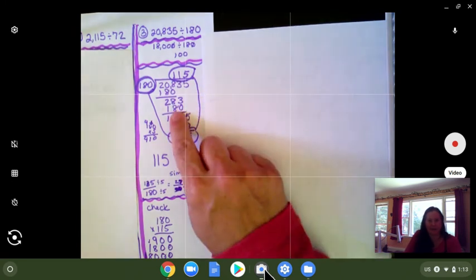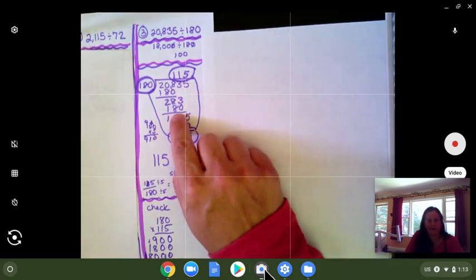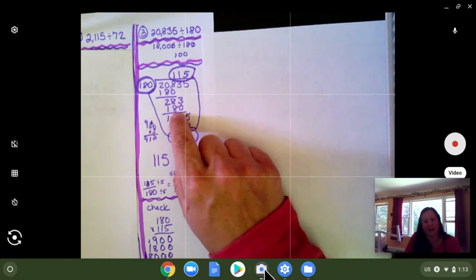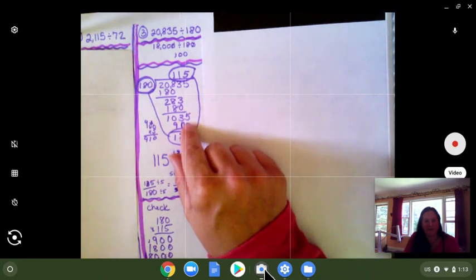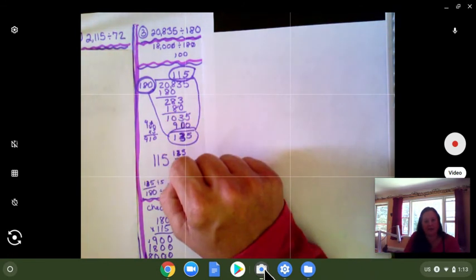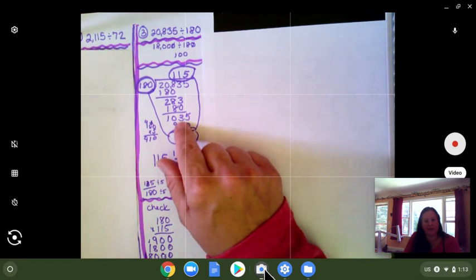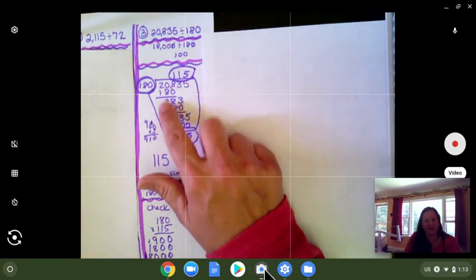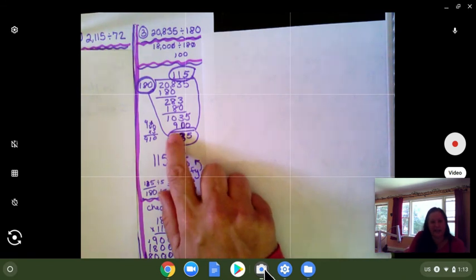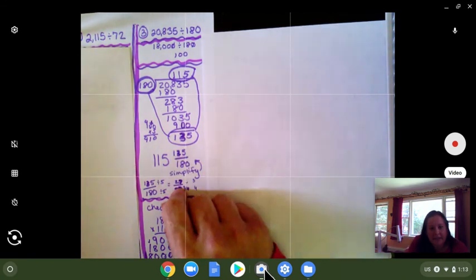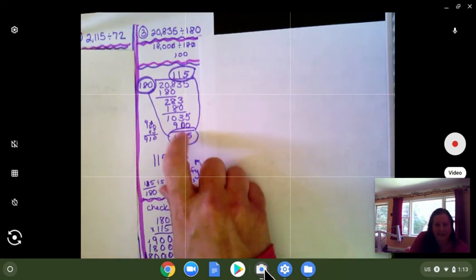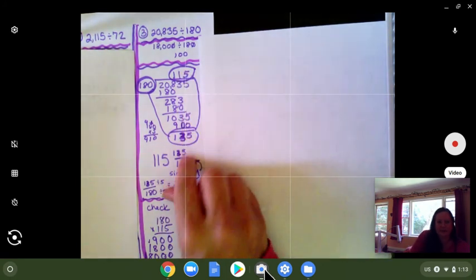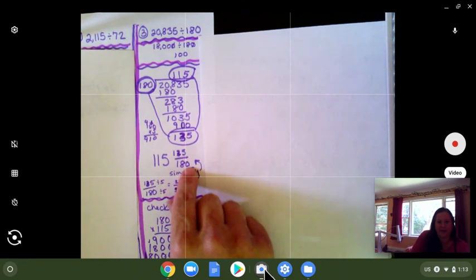Again, I subtracted 180, trying another 1 there because 180 plus 180 is over 300, so that would be too big. So I used a 1, subtracted, had 103, brought down my 5, looked to see how many times I thought 180 would go into 1,035. We tried 5 times, had 900, and let's see. So I had a remainder of 135, which is a really big remainder, but it is smaller than the 180. So I'm going to make a fraction out of the 135 and the 180.